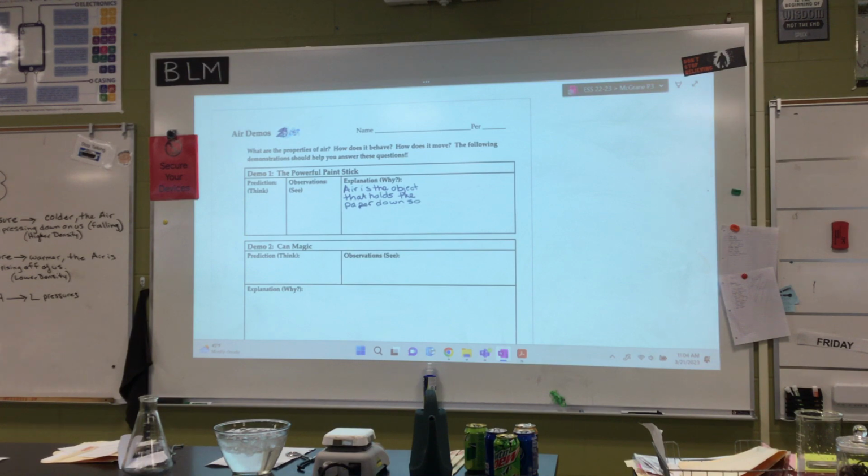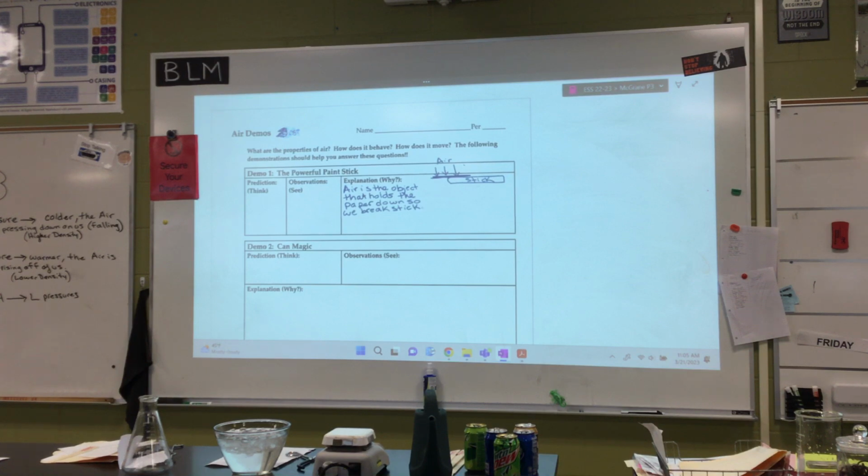Air is the object that holds the paper down, so we break stick. I don't really want to say "the" and all of those little small words. So what I'm going to do is draw a break stick, and I'm going to label this stick, and I'm going to show that air, I'll put the piece of paper over it, air is holding that down. Air is holding that stick down.